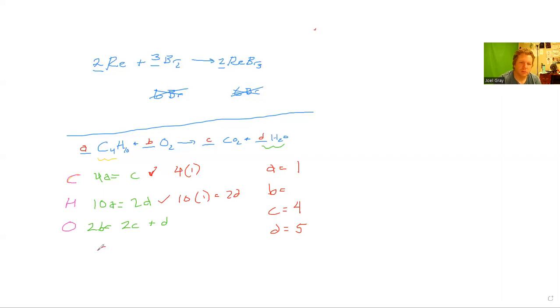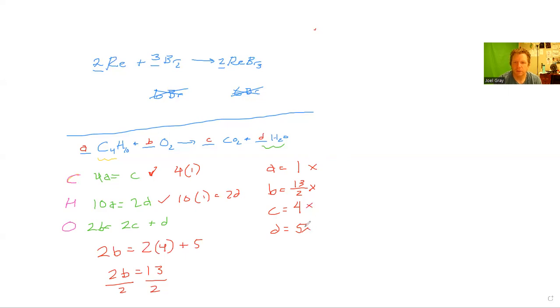Now my last equation, 2B equals 2 times 4 plus 5. 2B equals 2 times 4 is 8 plus 5 is 13. Divide each side by 2. That gives me B is equal to 6.5 or 13 over 2. I like to keep it as 13 over 2 because that reminds me, oh yeah, I have to have whole numbers. And to get a whole number from 13 halves, I multiply it by 2. And if I do that to one coefficient, I have to do that to all of my coefficients.